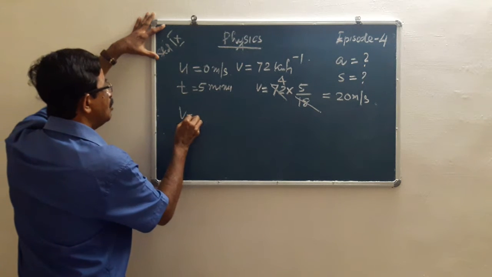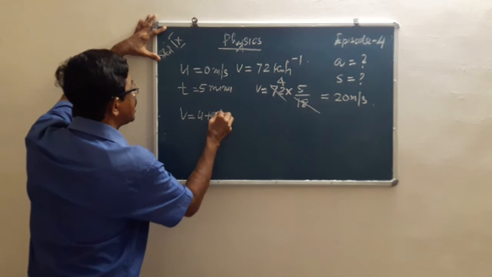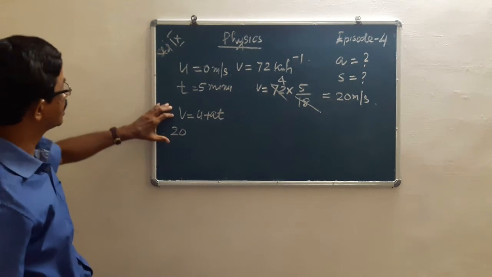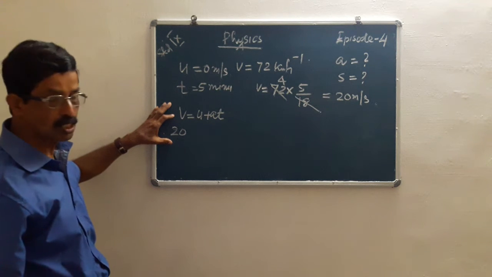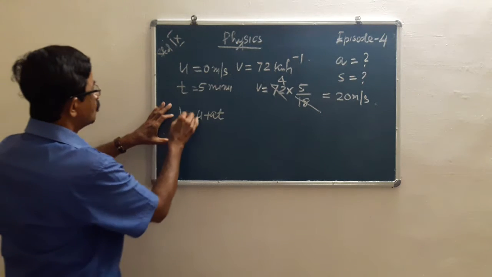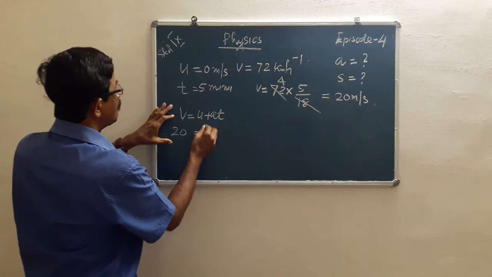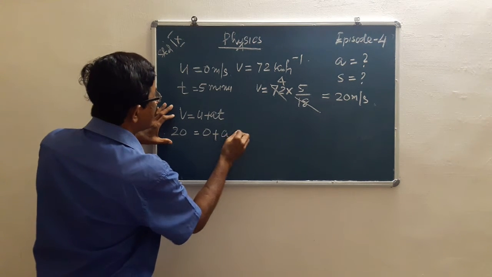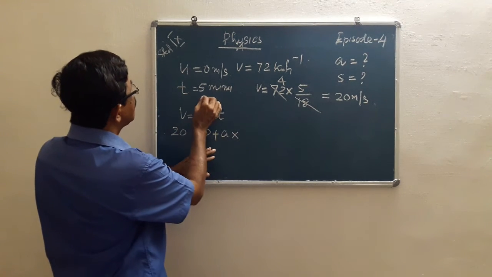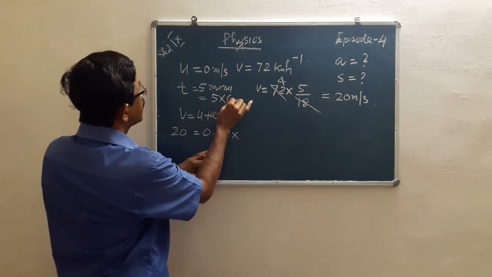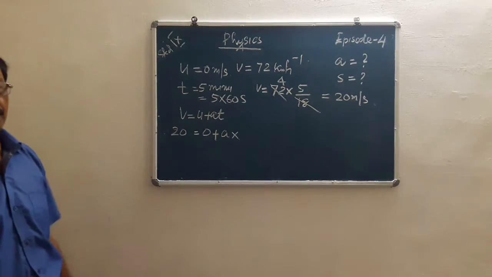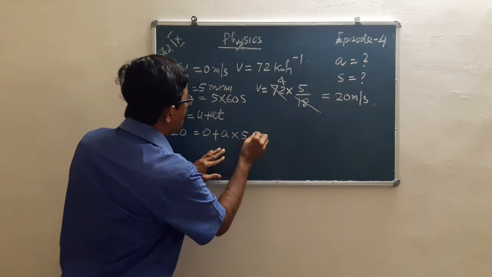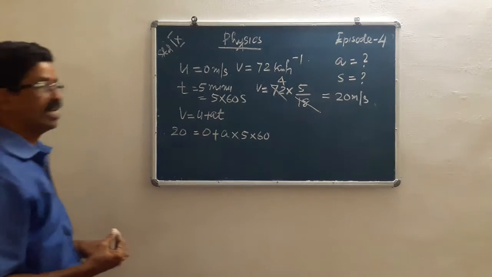For that we can take V is equal to U plus AT. Here V, final velocity, is 20 meter per second. The unit we can put after solving the problem. So V is 20 meter per second, and U, the initial velocity, started from rest, is 0, plus A, which we don't know, into T, the time taken, 5 minutes. That is 5 into 60 seconds. Minutes we want to convert into seconds. T is 5 minutes, that is equal to 5 into 60, in seconds.